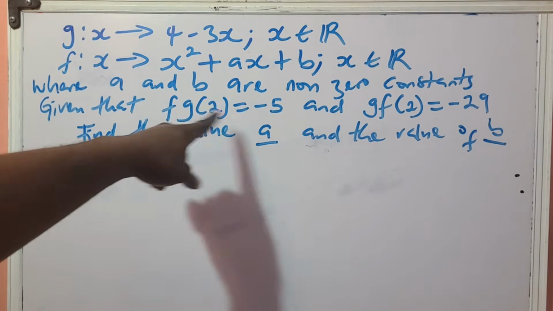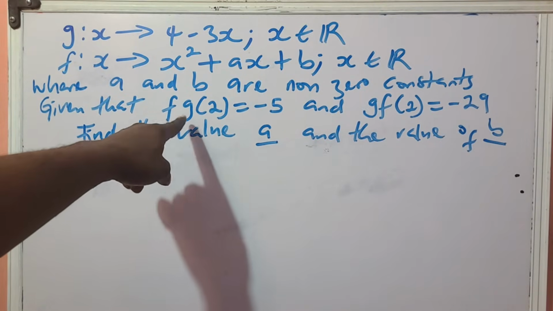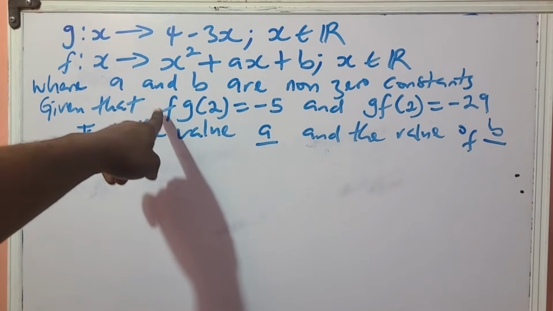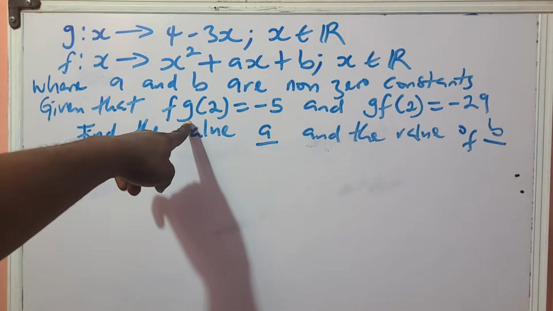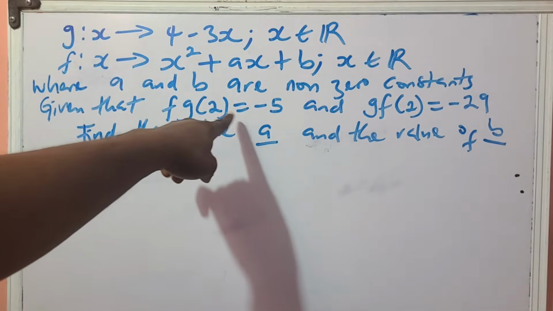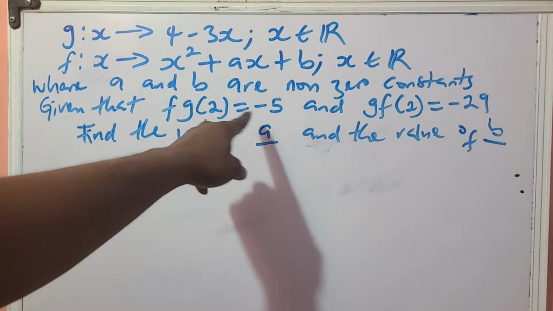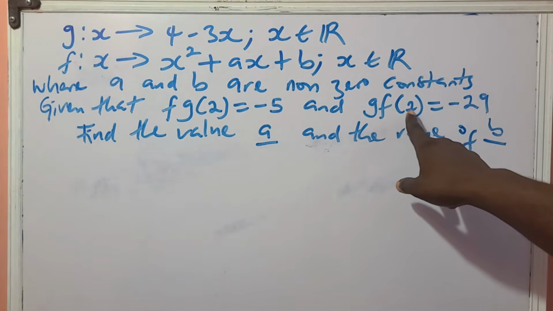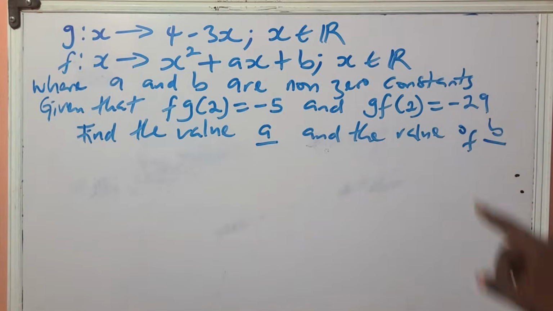So given that, look at the conditions we're given now. fg, of course, you know what this is called. This is called a composite function. This is f being the parent, g being the child, and x is defined as 2 in this particular expression. And we're told that this composite function was minus 5. And we're told that the other one, where g was the parent, f was the child, was defined as minus 29. So we're told to find the value of a and b. So can you do that very quickly and let me know what your answer is?